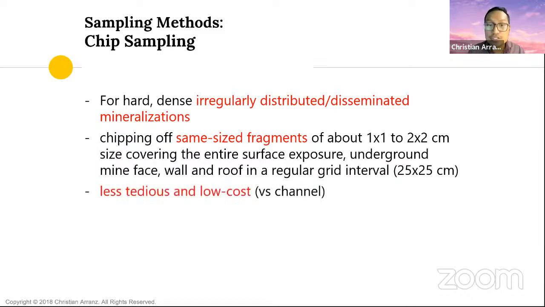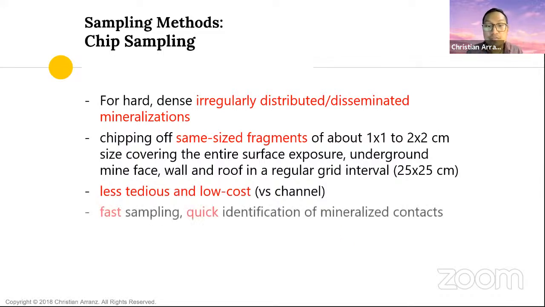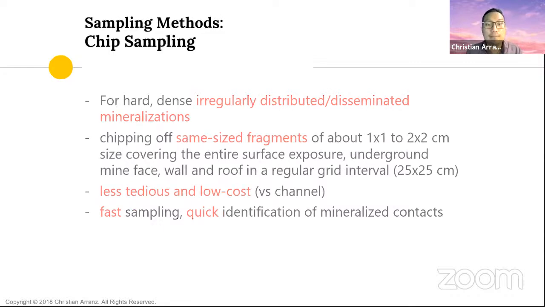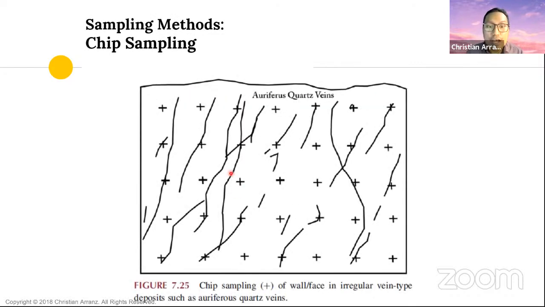It's very tedious and lower cost compared sa channel. Okay? Kasi imagine, ang dami mong kukuning chips from the whole rock or from the whole face. It's relatively fast and quick. Okay? And then, ito siya. So if you have, itong mga plus, yan yung mga chips na kukunan mong, na regular yung interval niya, no? So, kuha dyan, kuha dyan, kuha dyan. So, i-chip off mo siya using chisel or a hammer and chisel or a moil, ganon.